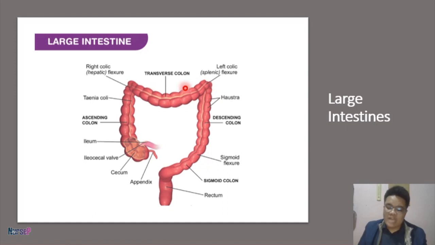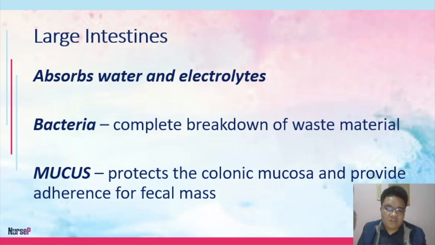Now, what is the main function of your large intestine? Our large intestine functions to absorb water and electrolytes. That's why if there is cancer of the large intestine and this part of the body is removed, one of the problems that we would have is dehydration. Because if you can recall, the excreta from the small intestine is still watery compared to that in the large intestine.